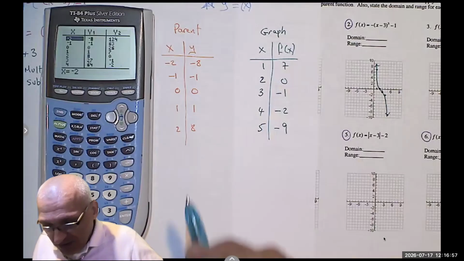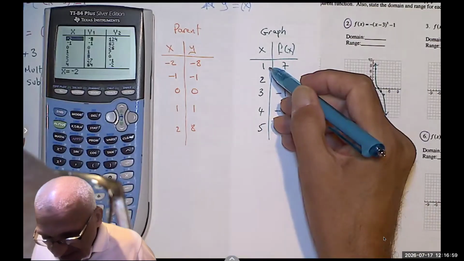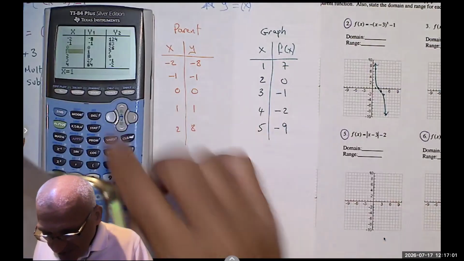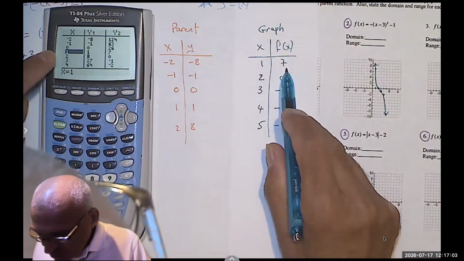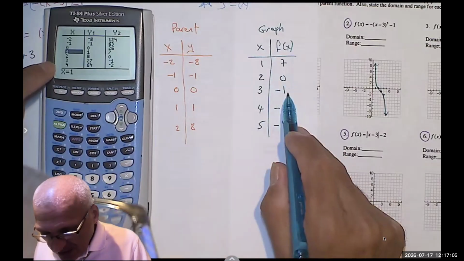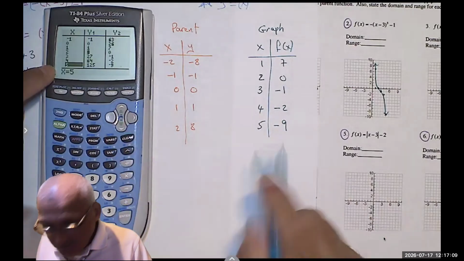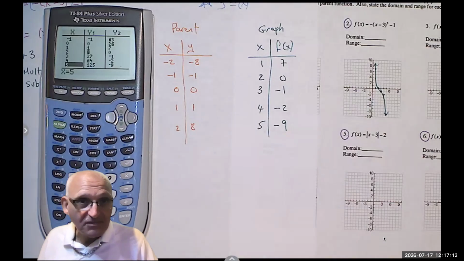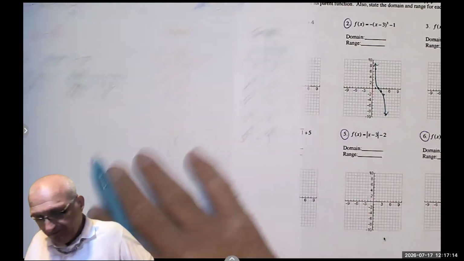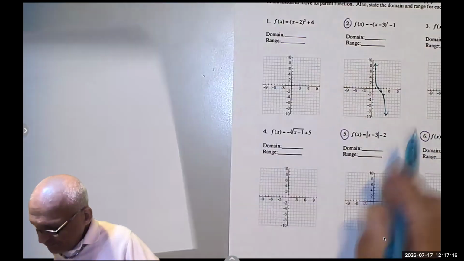But look at the other one. Notice the other one starts at x equals 1. So I have to start from here. 1 and 7, 2 and 0, 3 and -1, 4 and -2, and 5 and -9. So easy, right? Okay. Let's move to number 5.